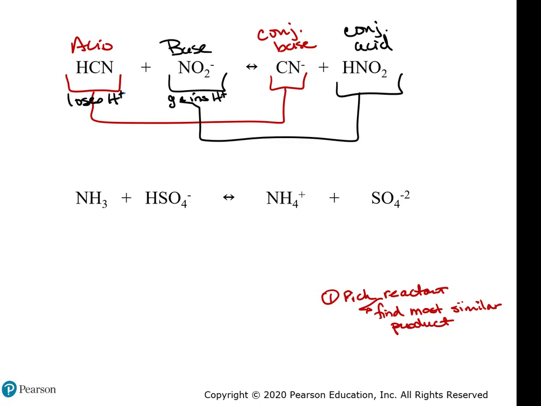Okay, so look at the next one. Find the pairs. Figure out which one gains. The one that gains is the base. The one that loses is the acid. And then define their conjugate pair on the product side.